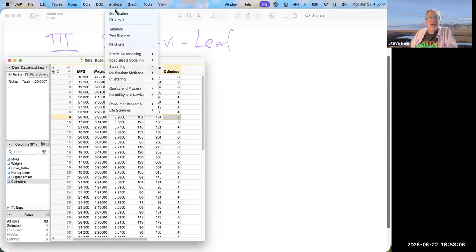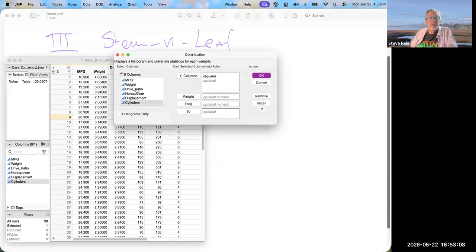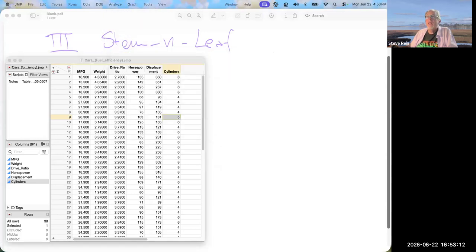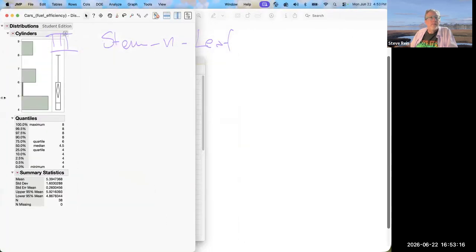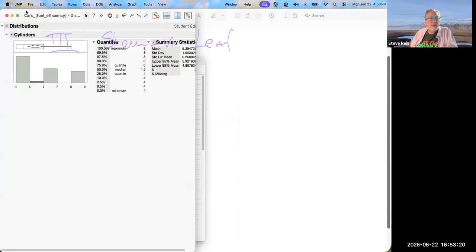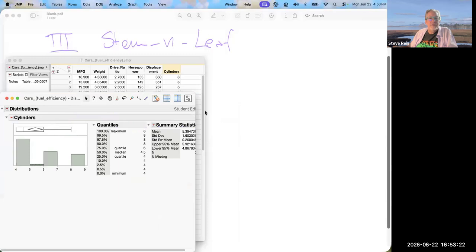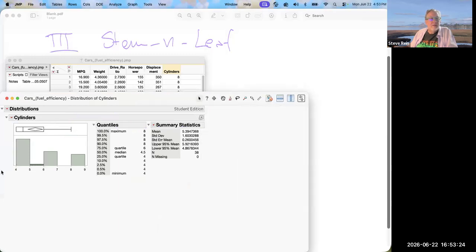If I just showed you, analyze the distribution of what? Of the number of cylinders. Click OK. Again, it appears in the awkward and wrong place here. Man, I don't like it. That vertical thing, stack it up, please. We do see, yes, 4 mostly, 5 every so often, 6, and then 8 cylinders.